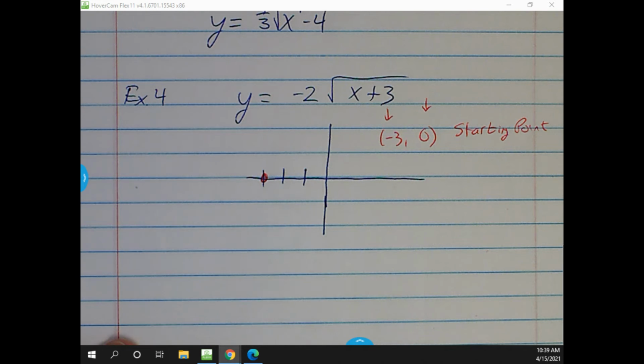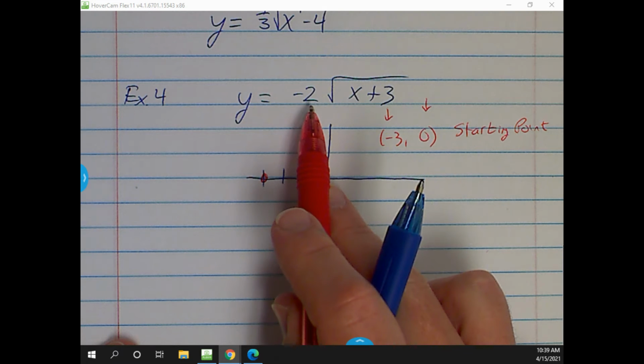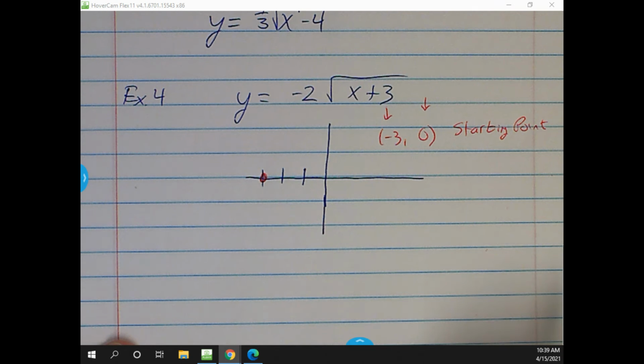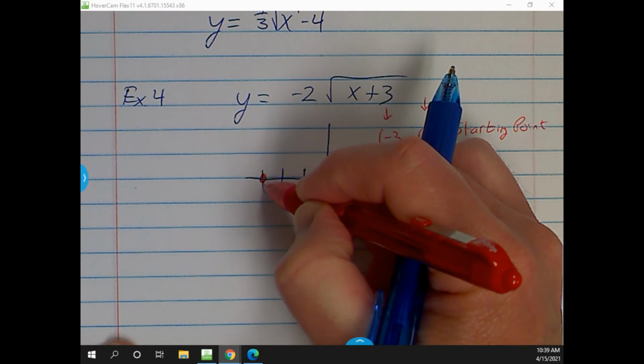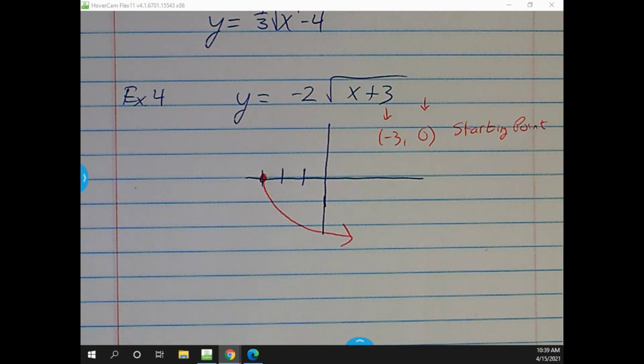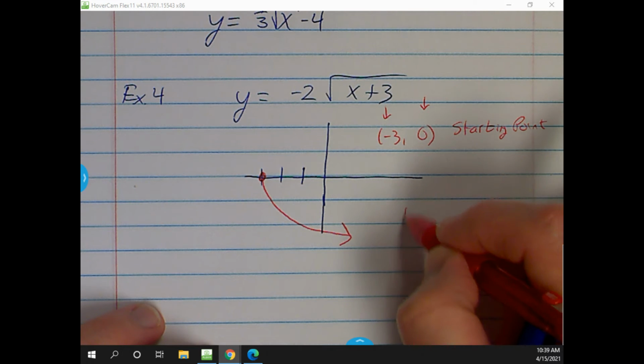All right, and the big difference is with that a value being -2, instead of going, if it was +2, we're going up, but because it's -2, we're going to go down. Do something like that. Okay, so that's pretty much about it. All right, we'll do domain and range on this one real quick.